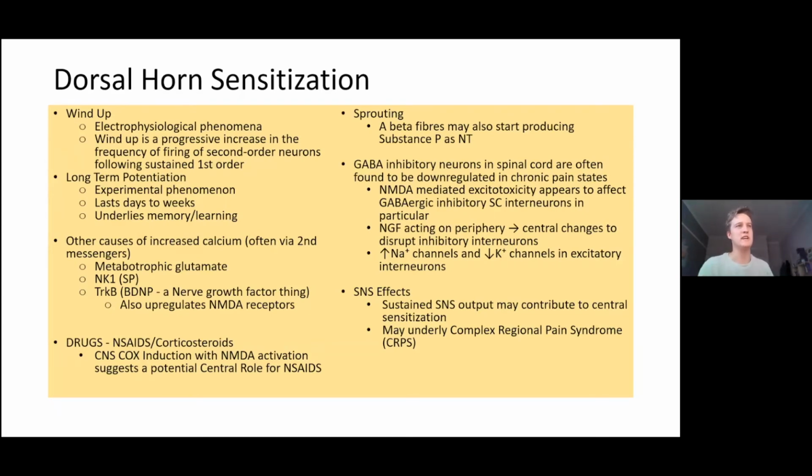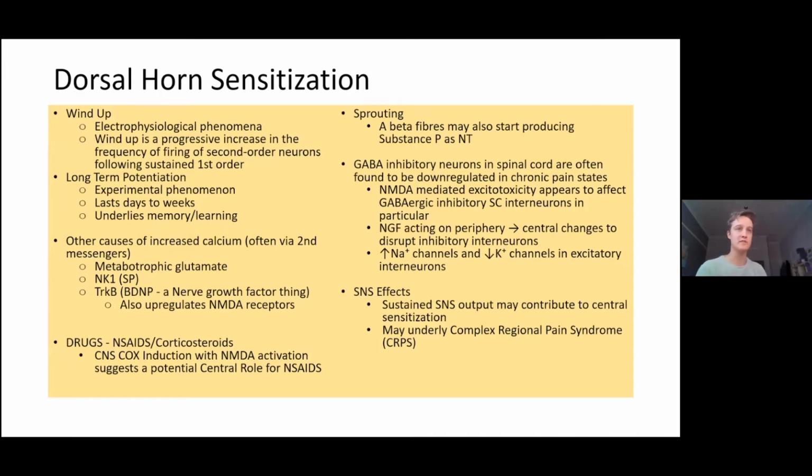A bit more detail. Wind-up is often like a lab phenomenon. They would literally get sections of neurons and electrocute them and see how many neurotransmitters they released. And so if you stimulate them for a period of time, they get more and more agitated. Long-term potentiation is more of an experimental phenomenon. It tends to last days to weeks, and it's thought to underlie things related to memory and learning, which is why we also think the NMDA receptor is key in memory, not just in pain.